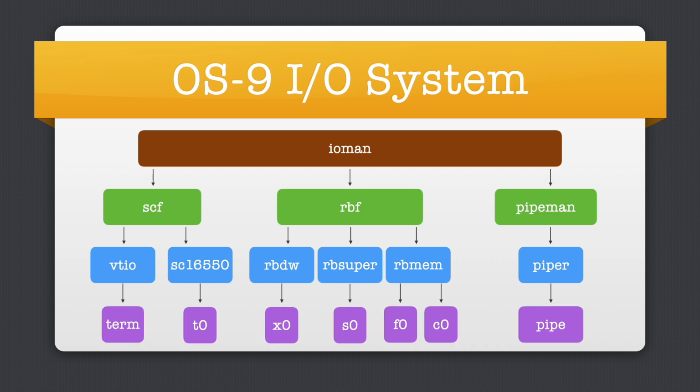The purple layer below the drivers is the device descriptor layer. And the device descriptor is a module that contains data, no code. It binds a file manager and a device driver together with a number of settings for a particular instance of a device. Here, term is the terminal device for the text screen. T0 is the serial device for the built-in serial port. X0 is the DriveWire disk device. S0 is the SD card device. F0 and C0 are devices for the flash and cartridge drives respectively, and pipe is the device descriptor for pipes.